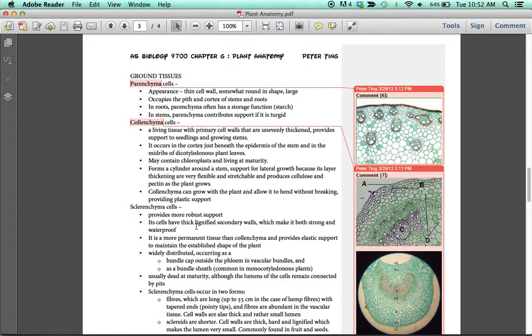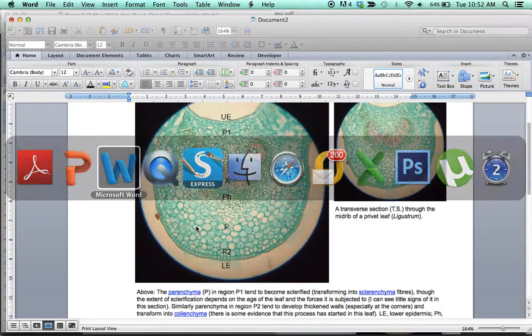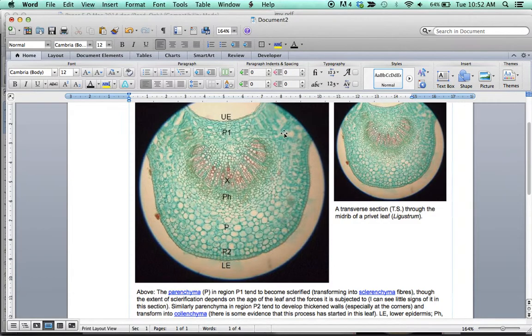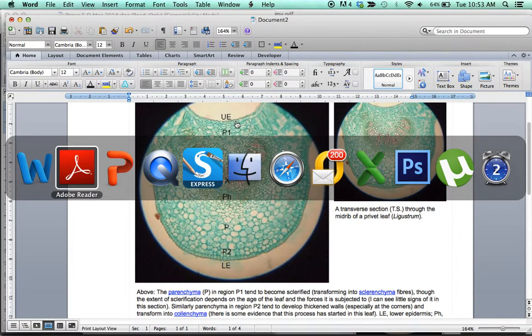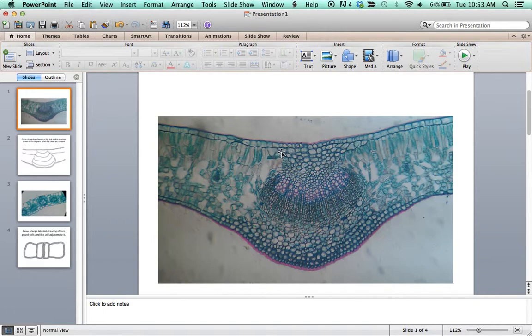Okay, because they are lignified. So I think it is very justified that this description talks about this area over here, that these are parenchyma cells transforming into sclerenchyma cells. So we can somewhat view that this layer is the sclerenchyma cells, or the sclerenchyma tissue. Okay, so that is what this structure over here means.